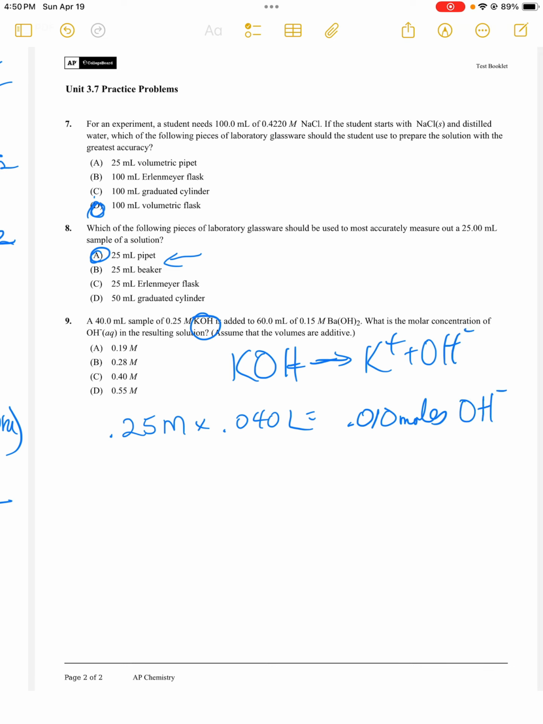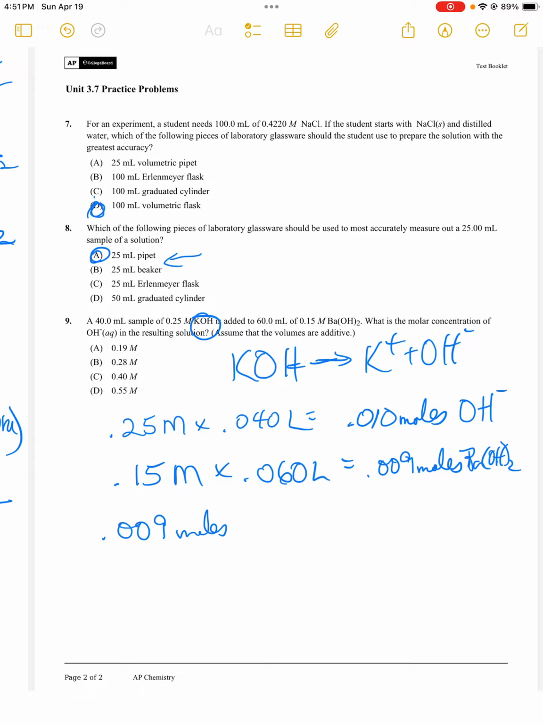But for the barium hydroxide, 0.15 molarity times 0.060 liters. 0.15 times 0.06. Did I do that right? 0.15 times 0.06. Yes. This is 0.009 moles. Okay. Here's the thing. That's moles of barium hydroxide. That is not moles of hydroxide.